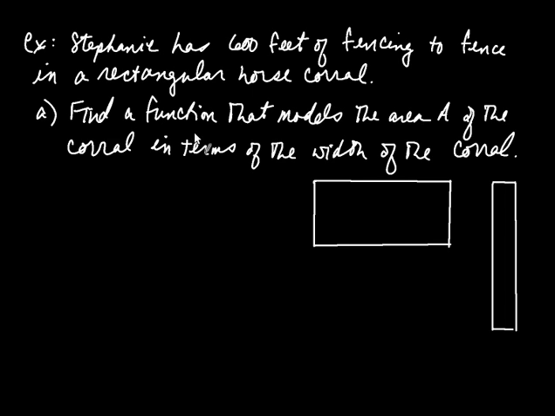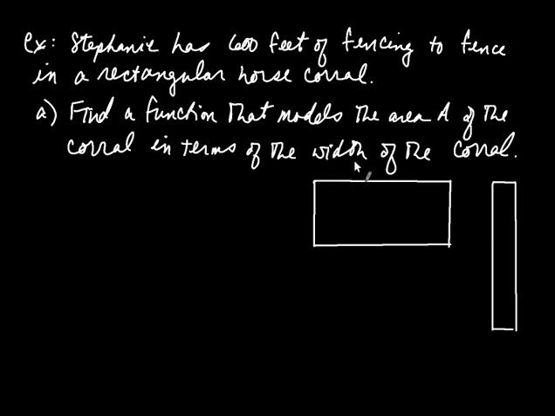So first, Stephanie has 600 feet of fencing to fence in a rectangular horse corral. Okay, so Stephanie's creating a horse corral in the shape of a rectangle. And we want to find a function that models the area of the corral in terms of the width of the corral. So I drew two possible corrals here. So in both cases, she used 600 feet of fencing. So we don't know ahead of time what her corral looks like, but we know it's the shape of a rectangle.